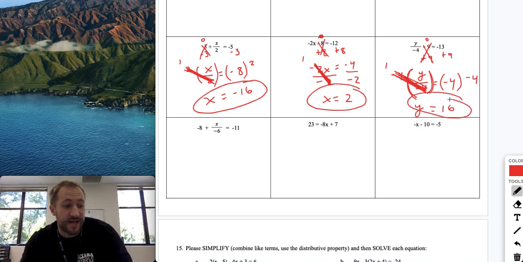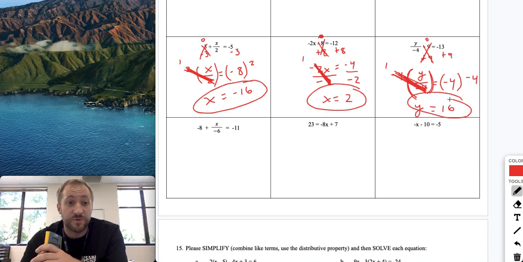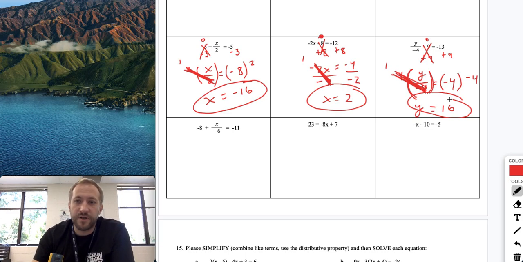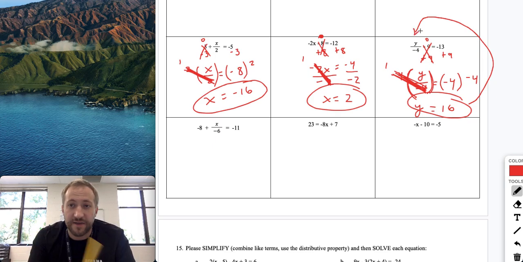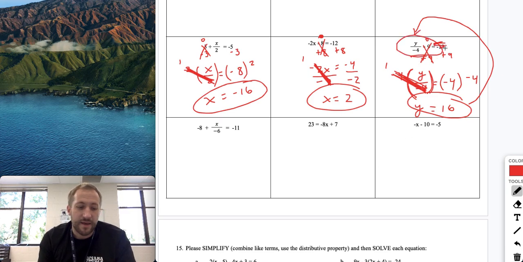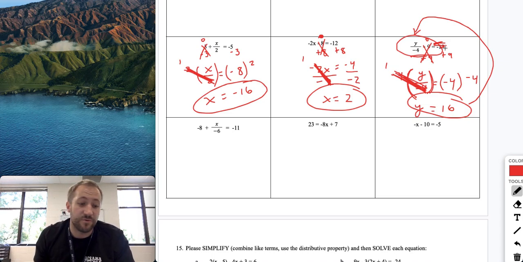And I forgot to mention this the last couple problems, but I really want to make sure you have a calculator. If you get one of these answers, x equals something, y equals something, go and make sure that's correct. If I'm looking at this problem right here, y equals 16, let me substitute 16 in for y. So in my calculator, I'm going to put 16 divided by negative 4 plus 9. I just rewrote this expression right here, not the negative 13 part.